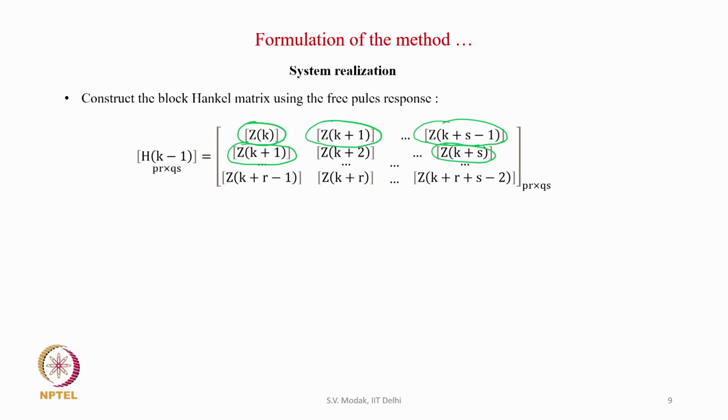In this way we take r number of rows to construct this Block-Hankel matrix, and that is why the order of this Hankel matrix is pr into qs. There are p number of rows in each pulse response matrix Z, and there are such r number of rows, and that is why there are a total of p into r rows, that is pr. And then there are q number of columns in each free pulse response matrix, and there are such s number of columns, and that is why the total number of columns is qs.